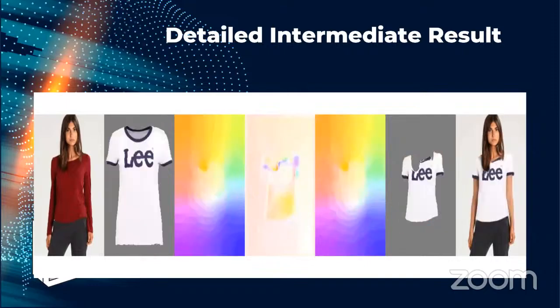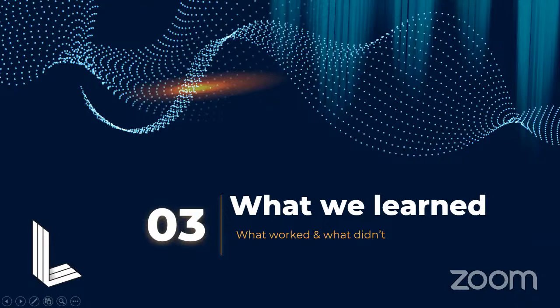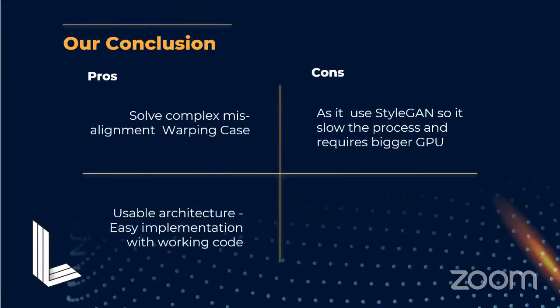So moving to the next slide, what we have learned from this paper. In conclusion, this paper solves the complex misalignment warping case in virtual try-on, and it has an architecture that is easy to implement. It also has a disadvantage: as it uses StyleGAN, it slows the procedure, and it also requires a bigger GPU. So these are the limitations and disadvantages of this process.